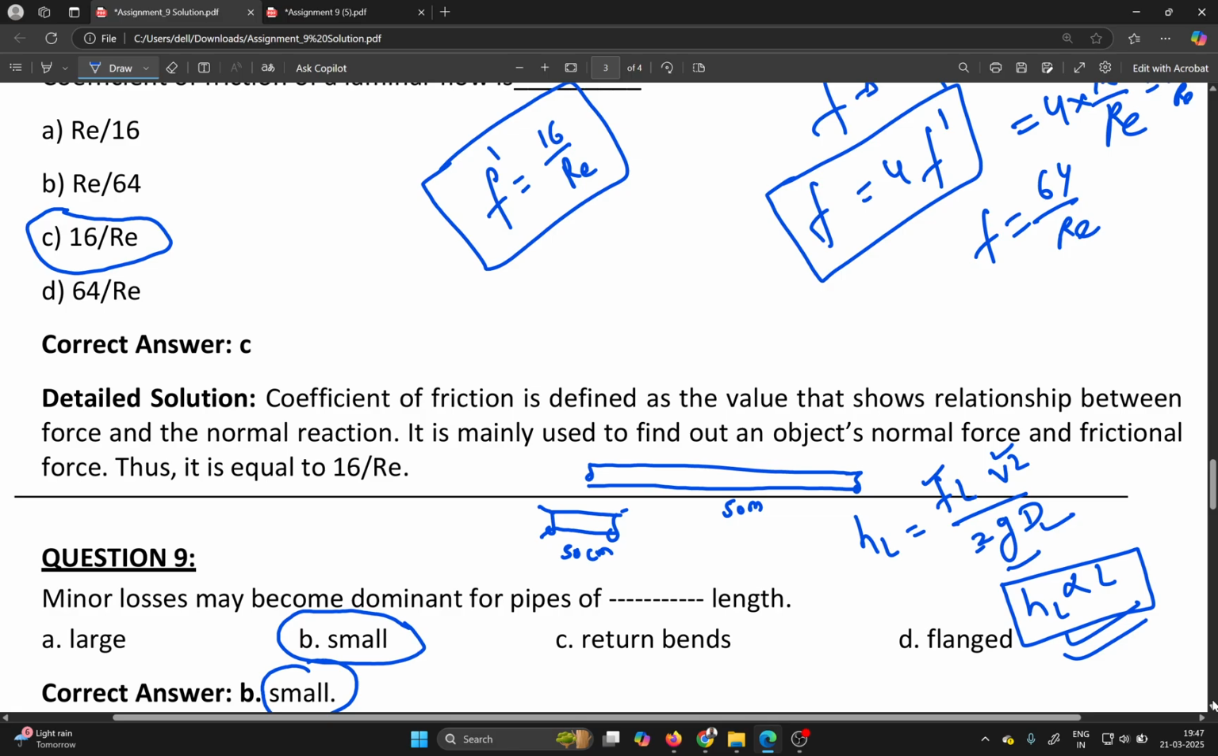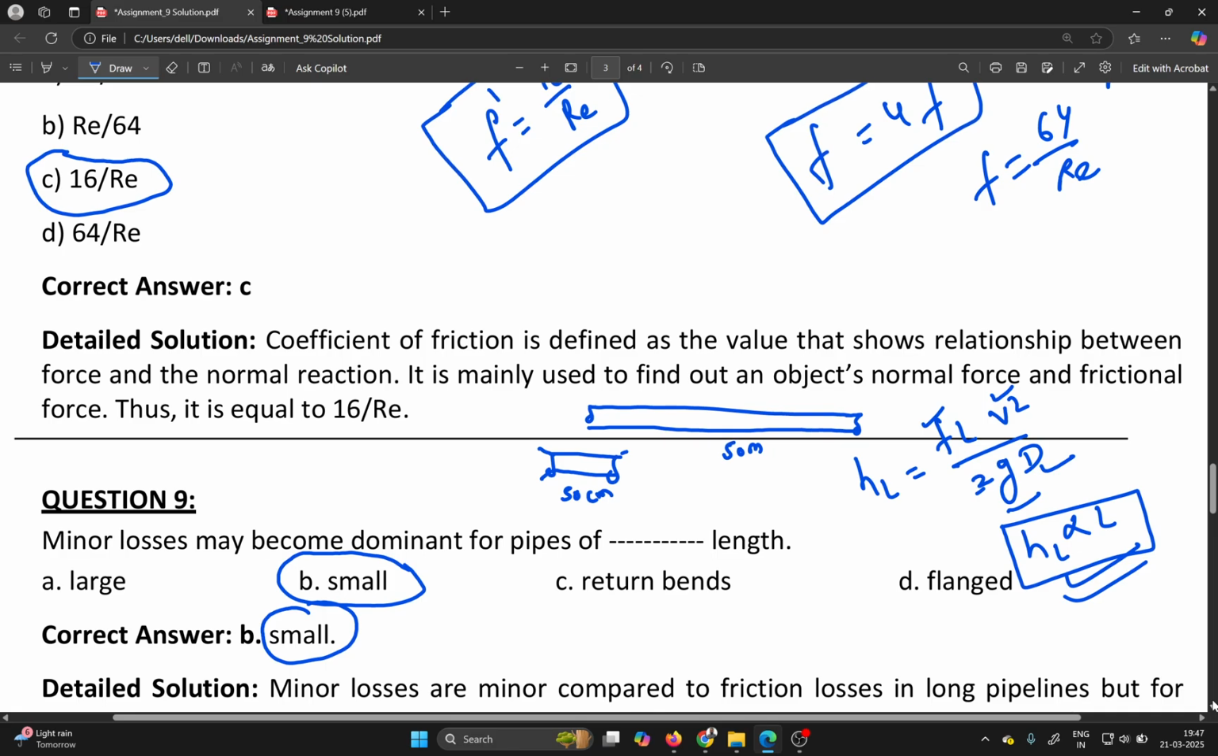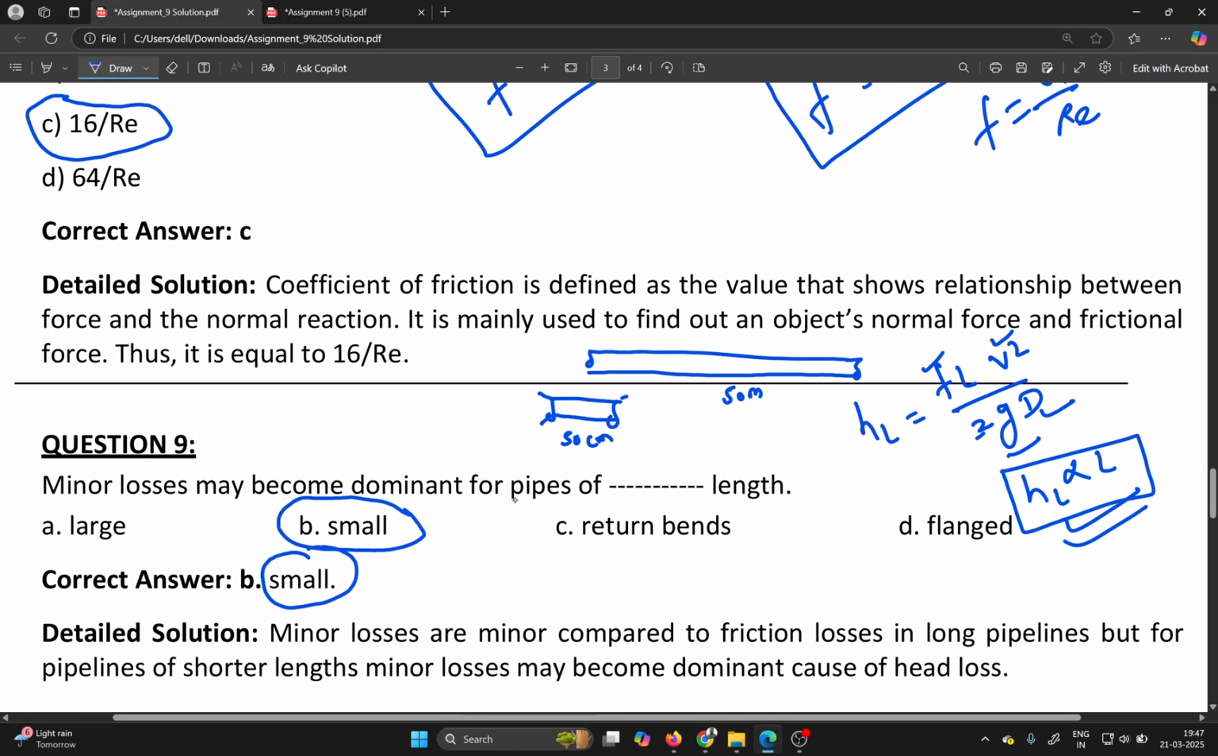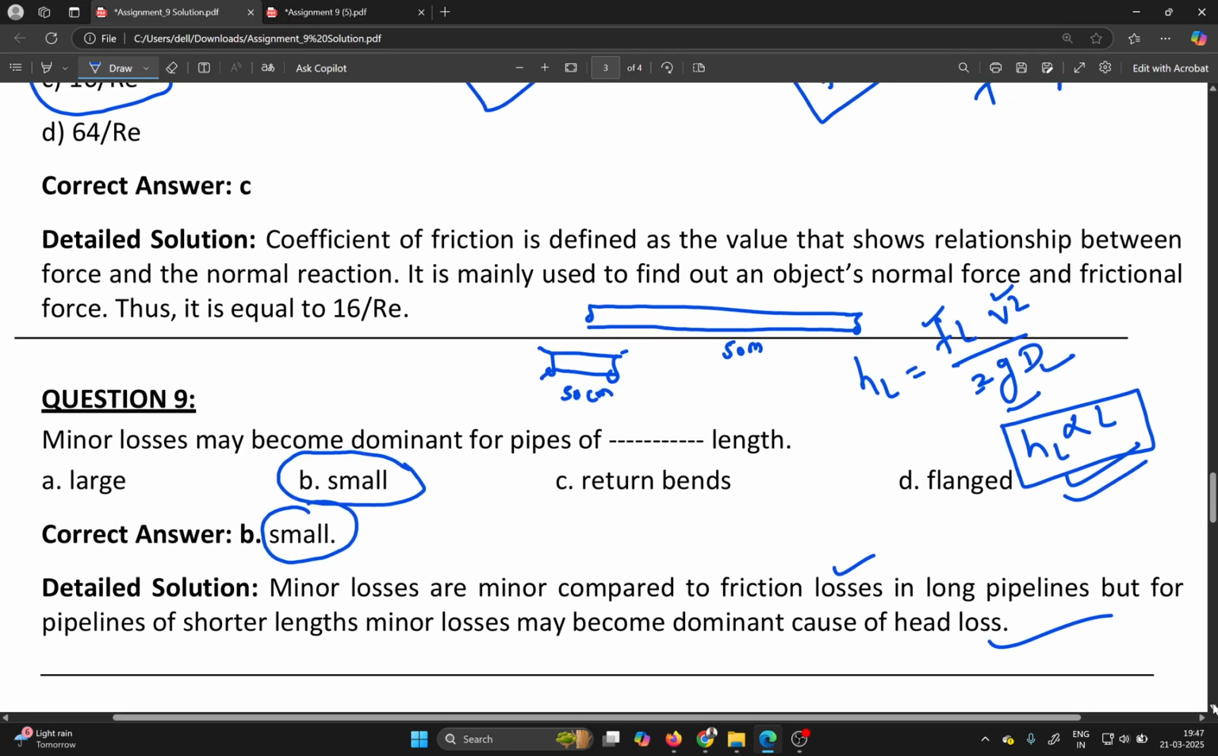Okay, the next question is, here also you can see the minor losses are minor compared to the friction losses in long pipelines, but for pipelines of shorter length, minor losses may be dominant cause of head loss. Okay.